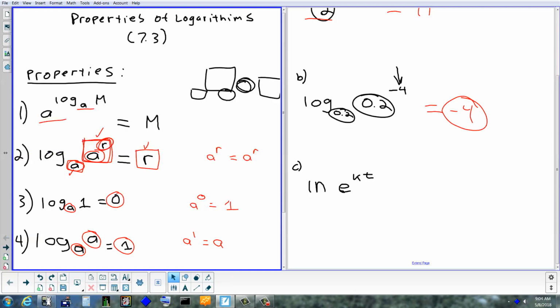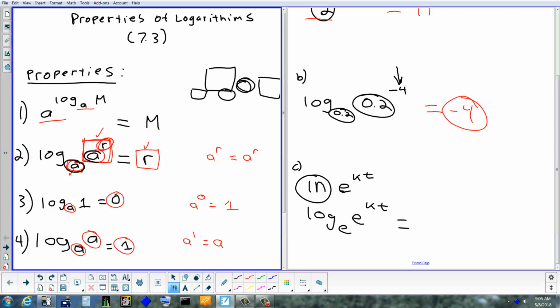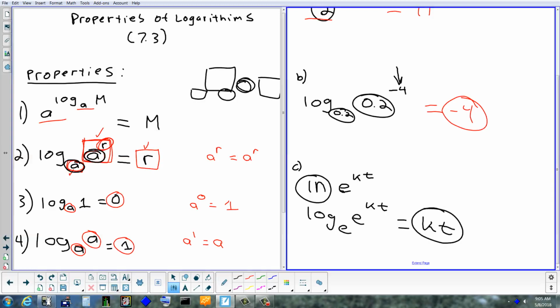Ethan? Change the ln to log base e. Yeah, change this to log base e. Now copy the rest of it. e to the kt. What rule does that look like now? Yeah, that's rule 2. You've got a base, and the base and the argument match. So Ryan, what would the answer be if you simplify that? k times t, whatever k and t are.